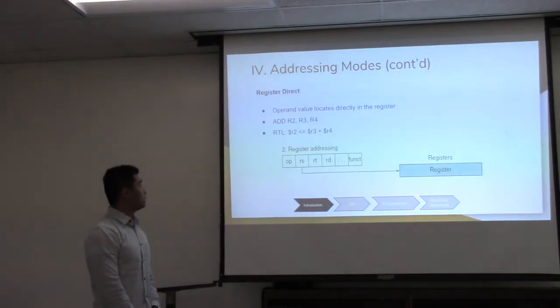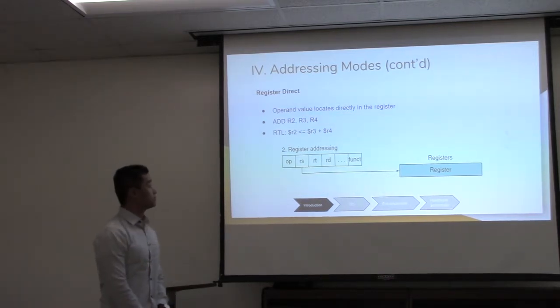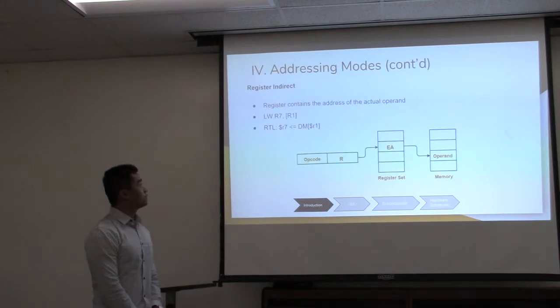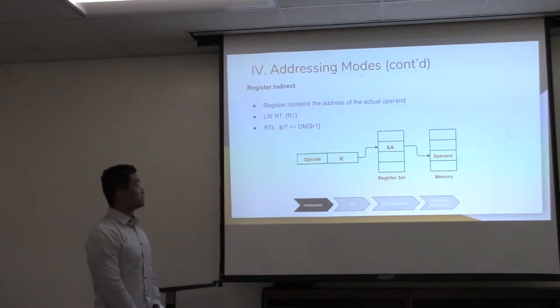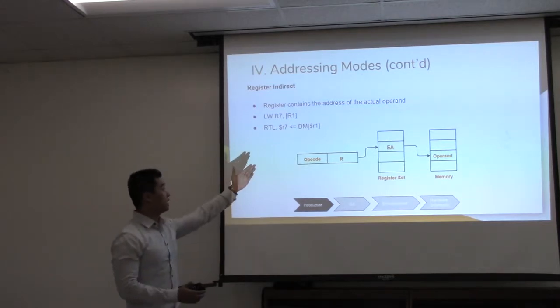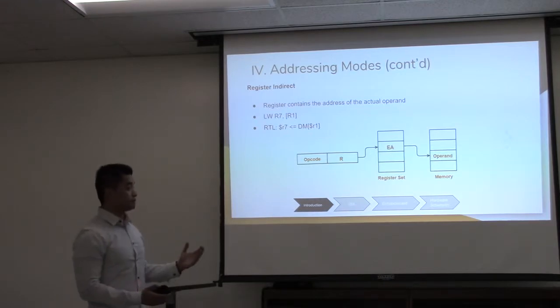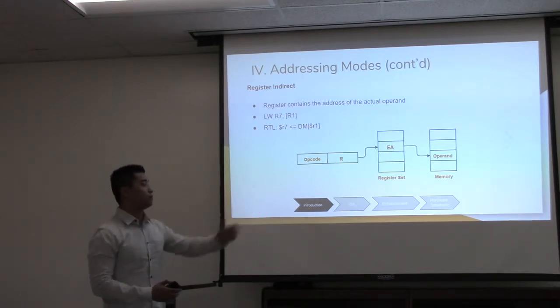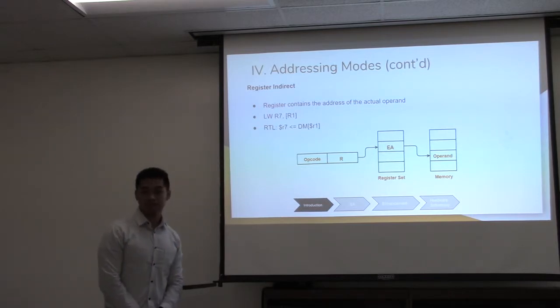The next one is register direct, using the register to manipulate data and store it back into a register. And then next we have register indirect mode. The register contains an address, so we need to calculate the effective address by adding the content of R1 plus the immediate value. The operand will be present at the effective address and then loaded back onto register 7.